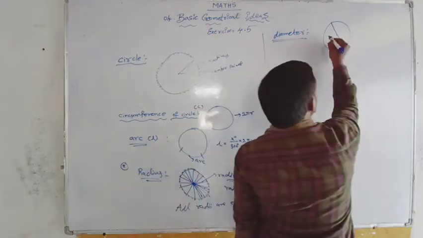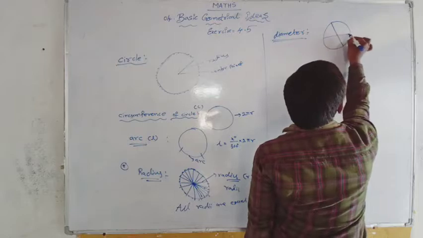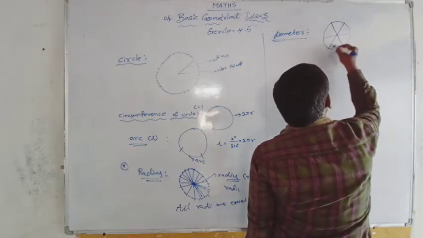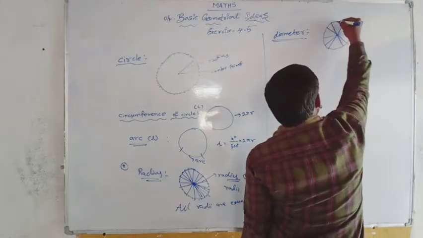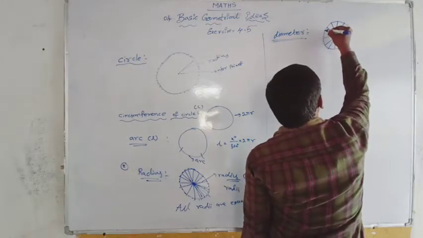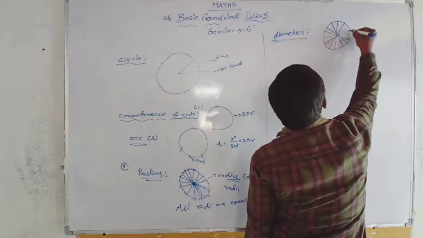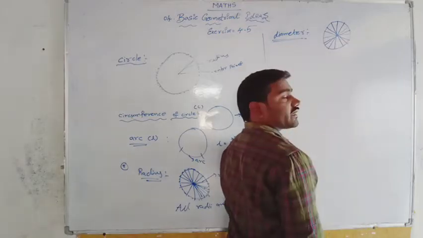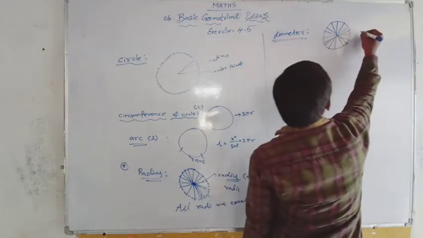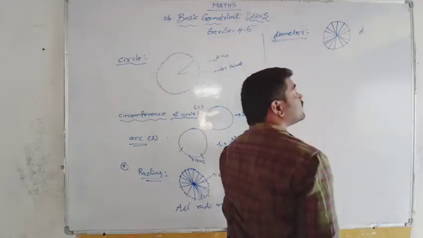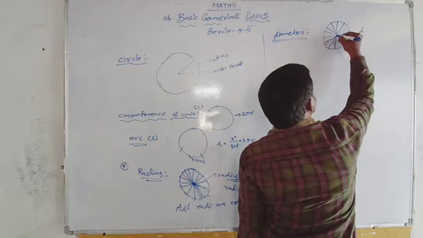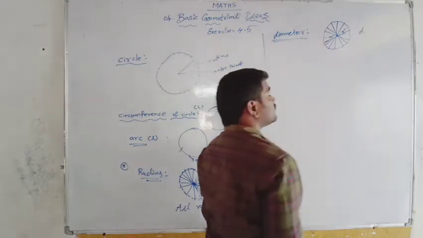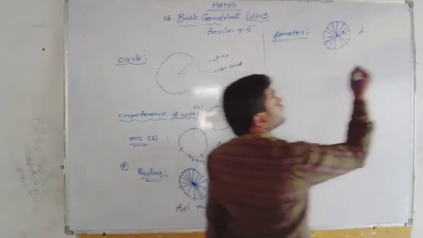See that we can draw infinitely many diameters here. All these diameters are equal in length. How many diameters can we draw in a circle? Infinitely many diameters. Diameter is denoted by d. One diameter gives us 2 radii. If you join 2 radii, you will get 1 diameter.